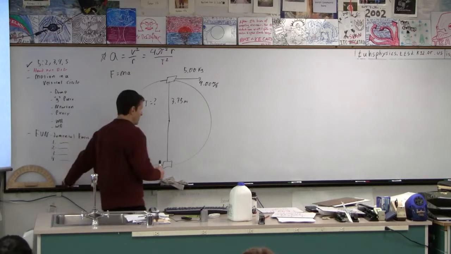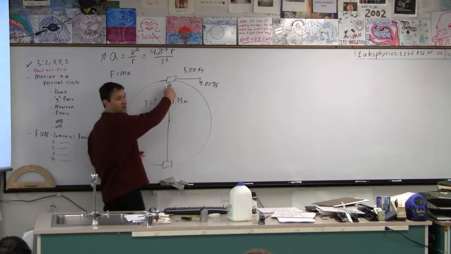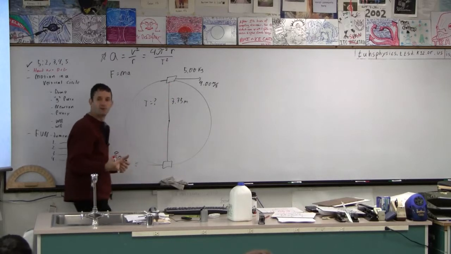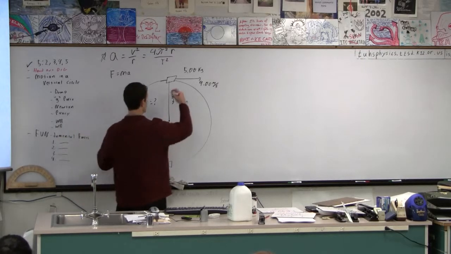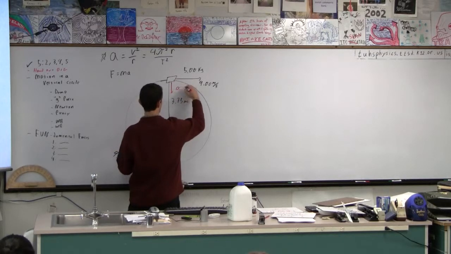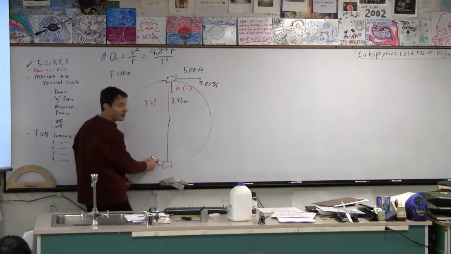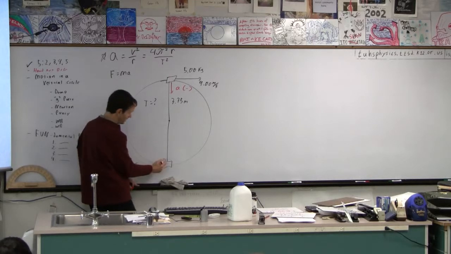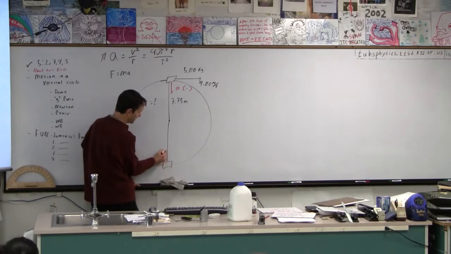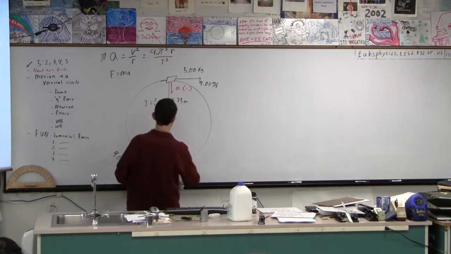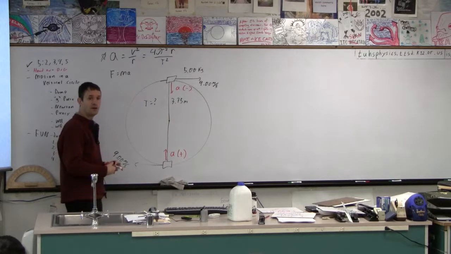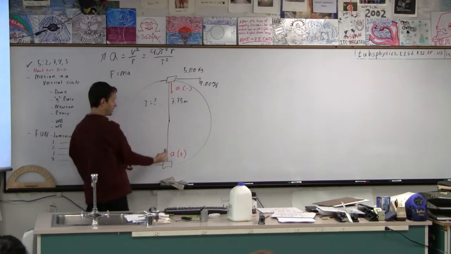Now here's the only tricky part, is that at the top, which way is the acceleration? It's always toward the center, but at the top, which way is it? Up or down? The acceleration is toward the center, and so it's down. Okay, so the acceleration is negative, right? At the bottom, which way are we accelerating? We're actually accelerating toward the center. We're always accelerating toward the center, but in this case, it's up. So our acceleration here is positive. So whatever we figure out the acceleration to be, at the top, it's a negative acceleration. At the bottom, it's positive.